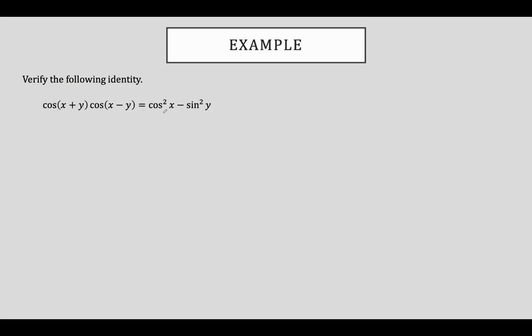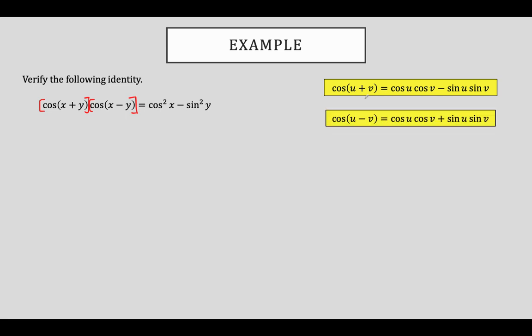Let's try one that's a little bit harder here. Verify the following identity. Cosine of x plus y times the cosine of x minus y is equal to cosine squared x minus sine squared y. So again, make the left-hand side equal the right-hand side. Well, notice we have these two quantities, and inside of each quantity, we have, in the first one, addition, and in the second one, we have subtraction. So we can use our sum formula for cosine as well as our difference formula for cosine.